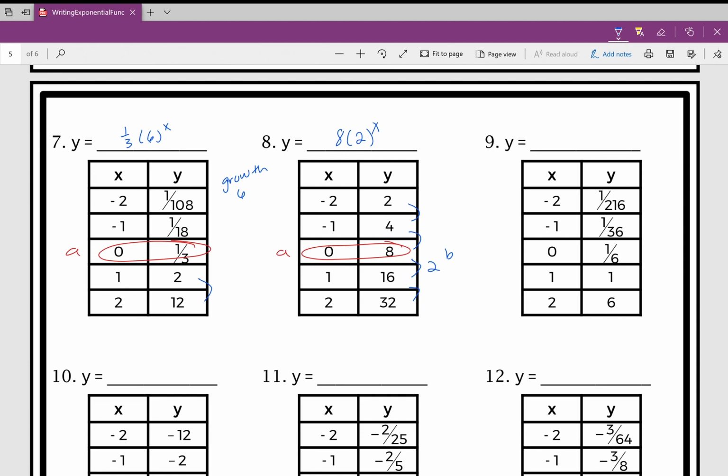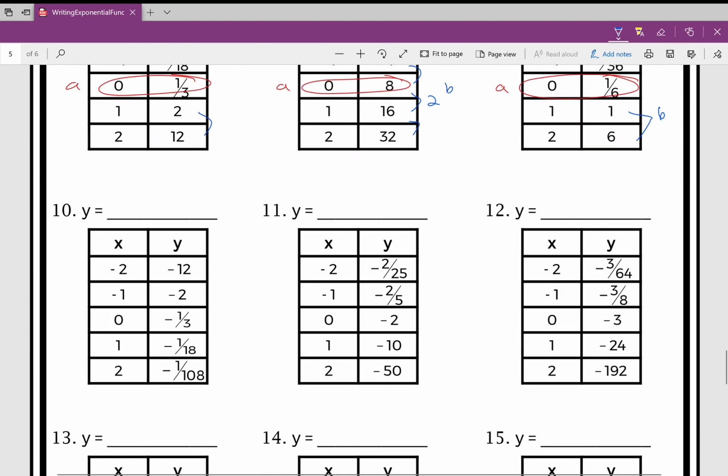Okay, go ahead and work on number 9. For number 9, you should have found that our y-intercept is 1/6, so this is our a value. And then you should have noticed that this is a growth because 1 to 6 is getting bigger, so this is a growth of 6. So this is going to be 1/6 times 6 to the x power.